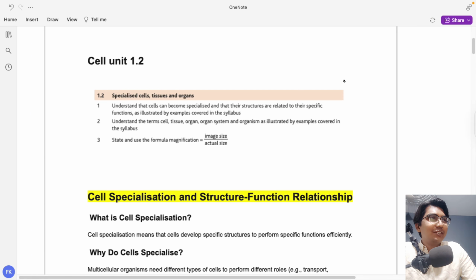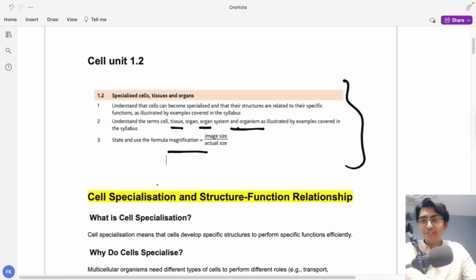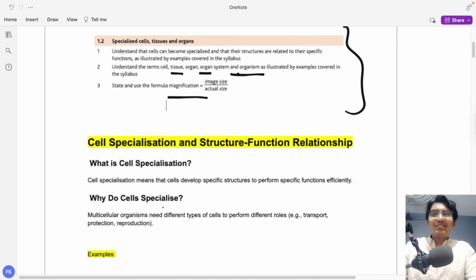Our main objective would be understanding why some cells become specialized and understanding tissue, organ system and organism. And also we'll learn about the mathematics of magnification. Let's proceed.